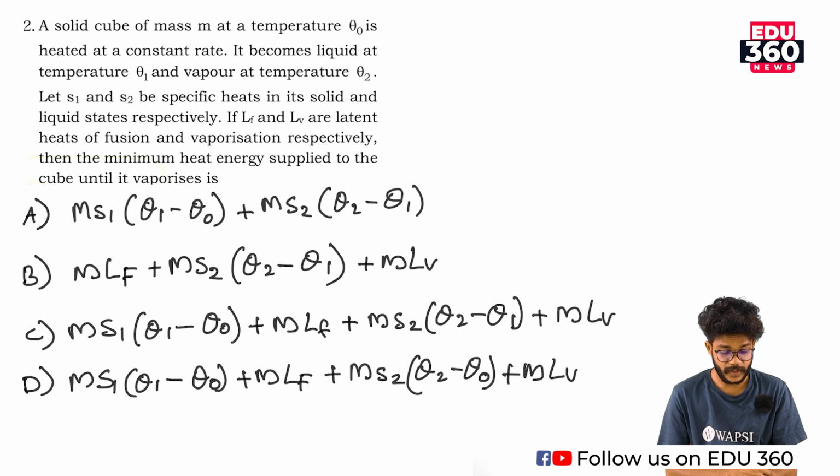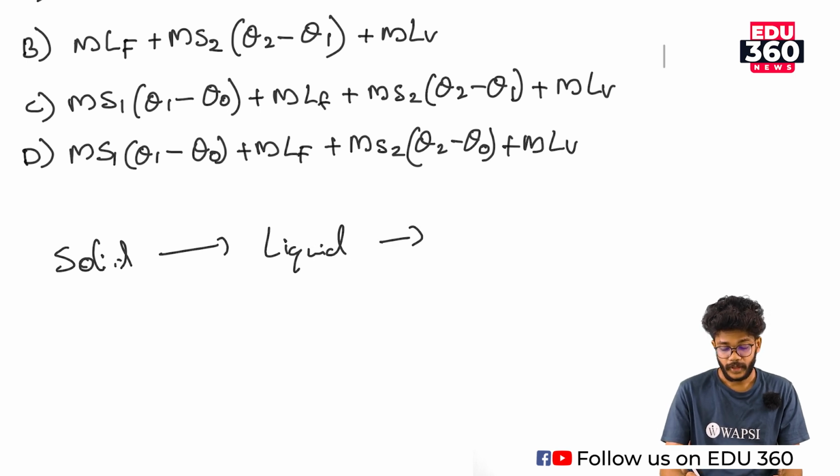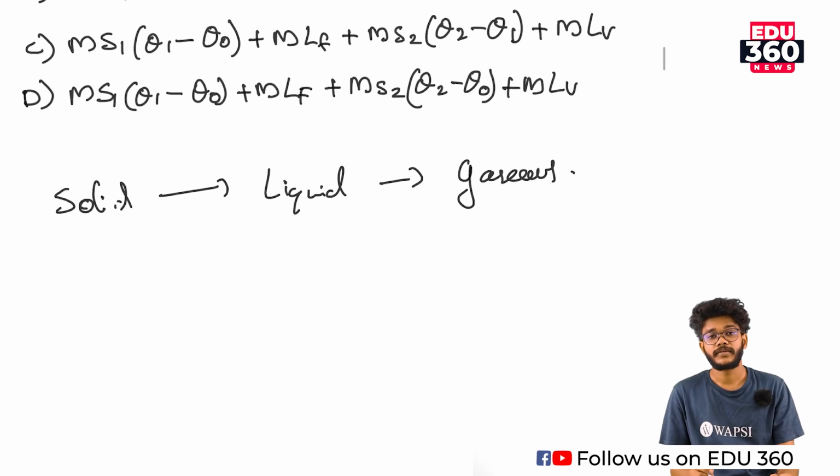Let S1 and S2 be the specific heats in its solid and liquid state respectively, and if LF and LV are latent heat of fusion and vaporization respectively, then the minimum heat energy supplied to the cube until it vaporizes is... So in the case of solid, then to liquid, then to gaseous.